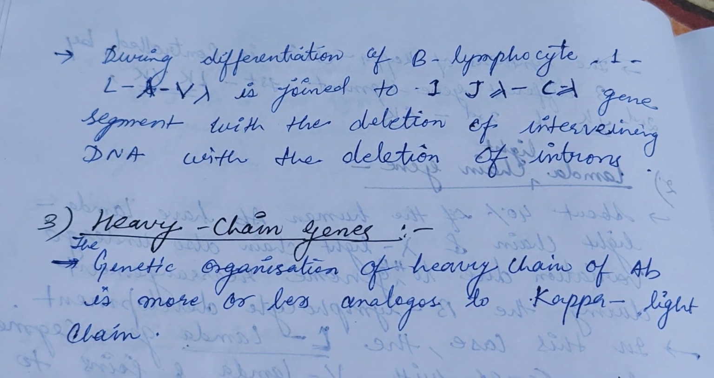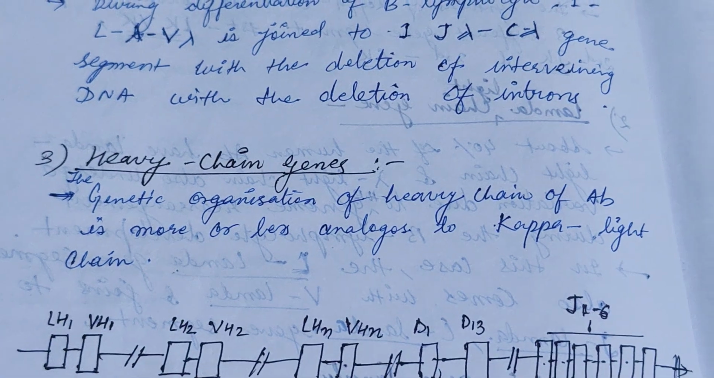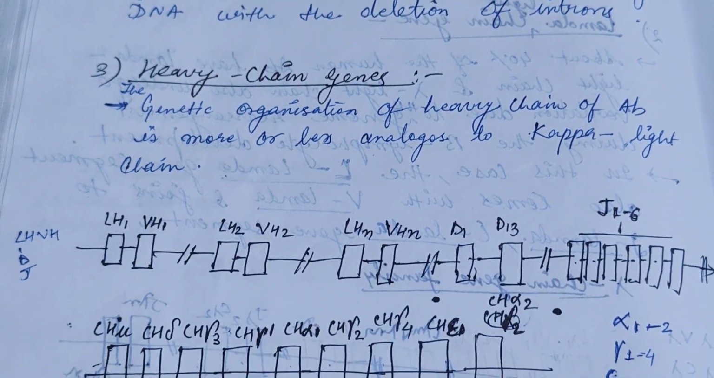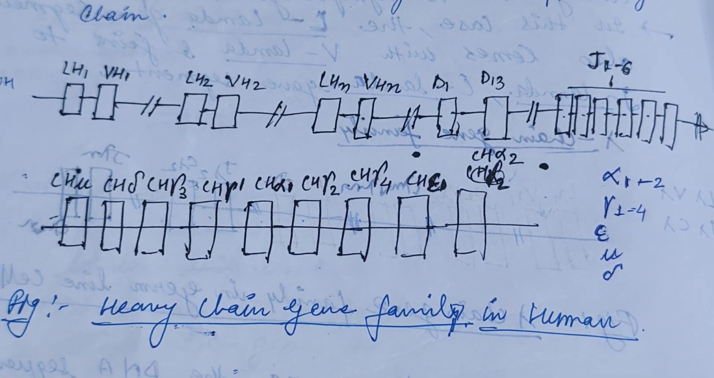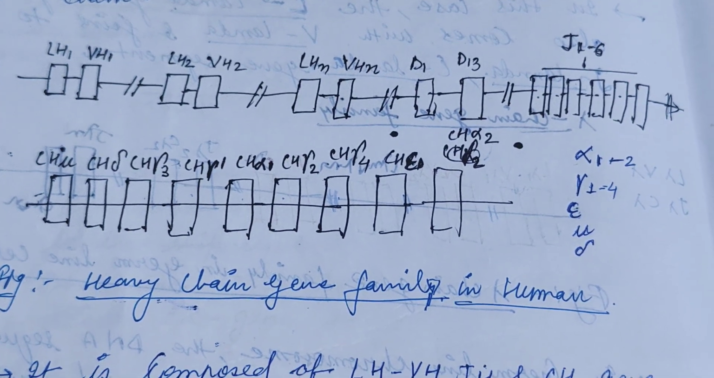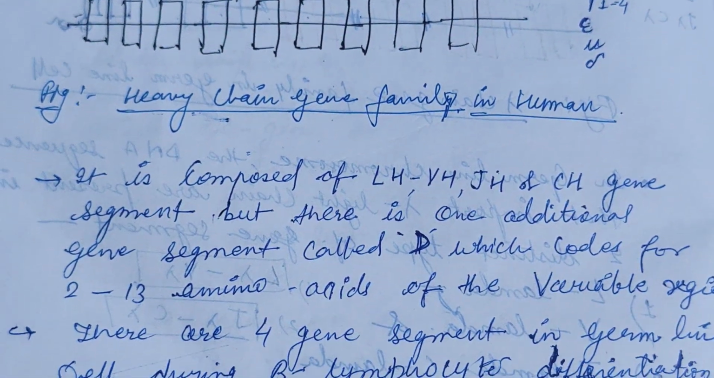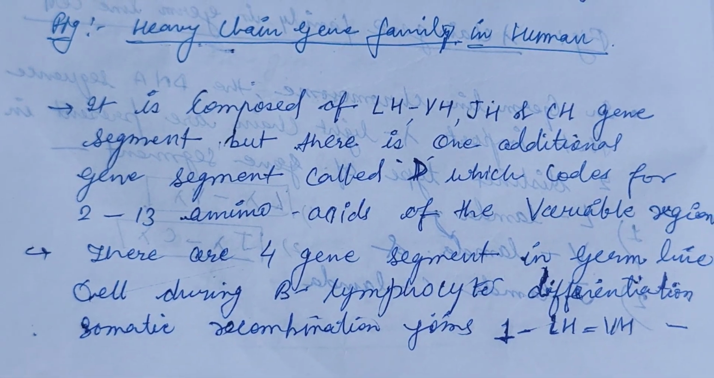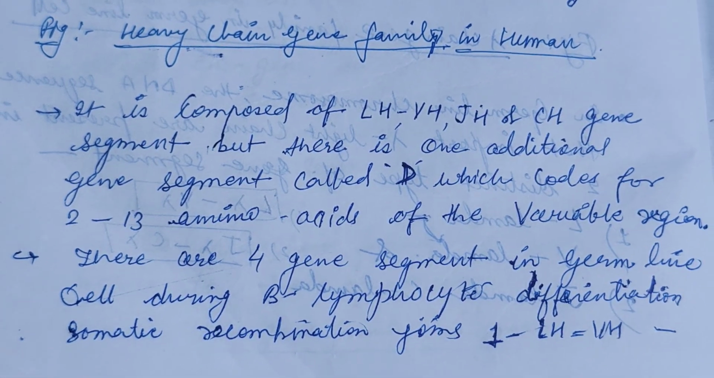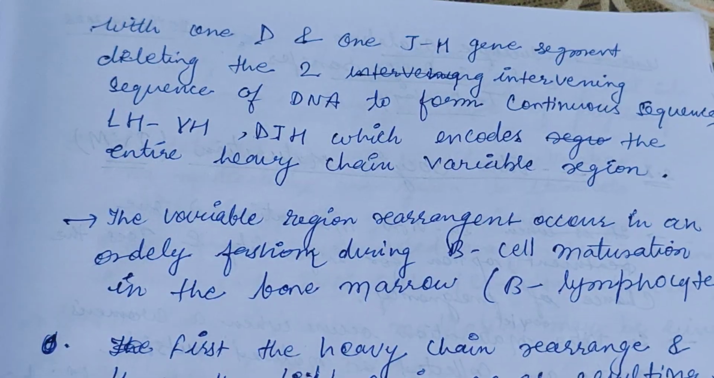So third one is the heavy chain genes. It consists of only one family of genes, and it is analogous to the kappa light chain gene. In this figure, there are many genes involved, that is alpha, beta, gamma, epsilon and mu. It is composed of the LH, LV, JH and CH gene segments, but there is one additional gene segment called D, which codes for 2 to 13 amino acids of the variable region.